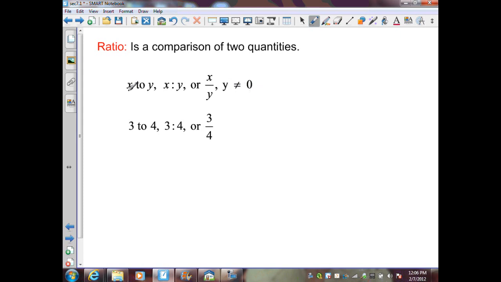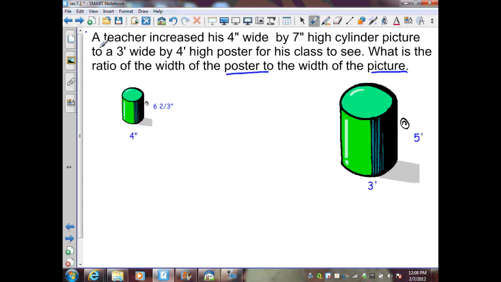Here I can replace those variables with numbers, 3 to 4, 3:4, or with a fraction 3/4. Also, when representing ratios, I always want to write them in simplest form. Here, a teacher increased his 4-inch wide by 7-inch high cylinder picture to a 3-foot wide by 4-foot high poster for his class to see. What is the ratio of the width of the poster to the width of the picture?